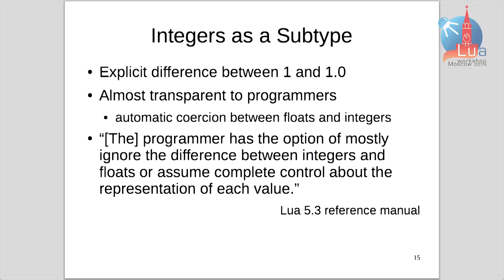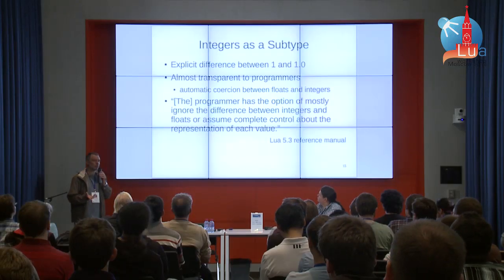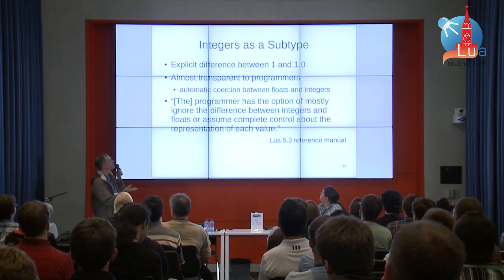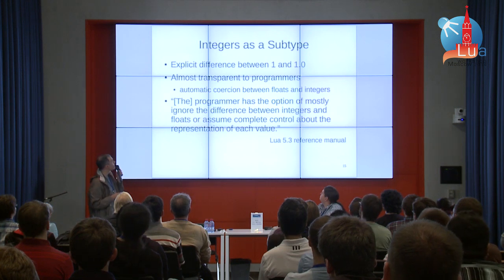So the idea that we got is integers as a subtype, more or less like Alnum. Integers are numbers, just numbers like that. But there are two different kinds of numbers, and the user can know the difference if he needs to know. So there is an explicit difference between 1 and 1.0. It is almost transparent to the user. The main idea is that the programmer has the option to mostly ignore the differences, mostly beginners, or if you really don't care.